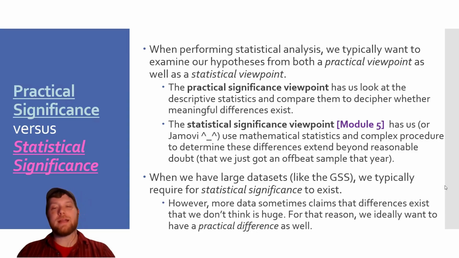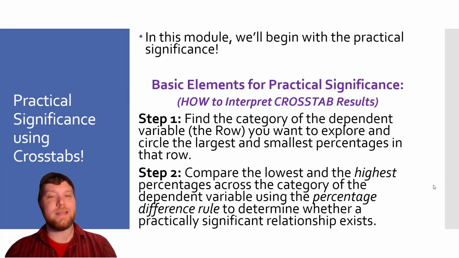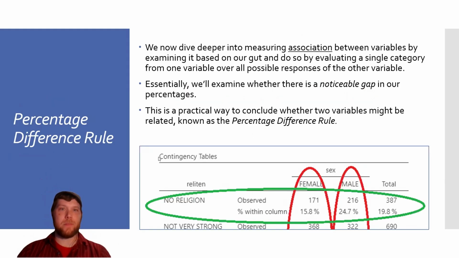But more data sometimes claims that differences exist that we don't think are huge. For that reason, we ideally want to have a practical difference as well. So we'll talk about practical significance. The basic element for practical significance is, one, find the category of the dependent variable, the row, that you want to explore, and circle the largest and smallest percentages of that row. Then compare the lowest and the highest percentages across that category of the dependent variable using what we call a percentage difference rule to determine whether a practically significant relationship exists.